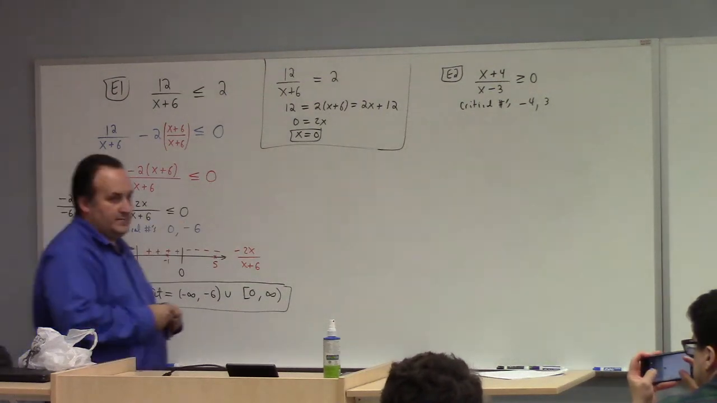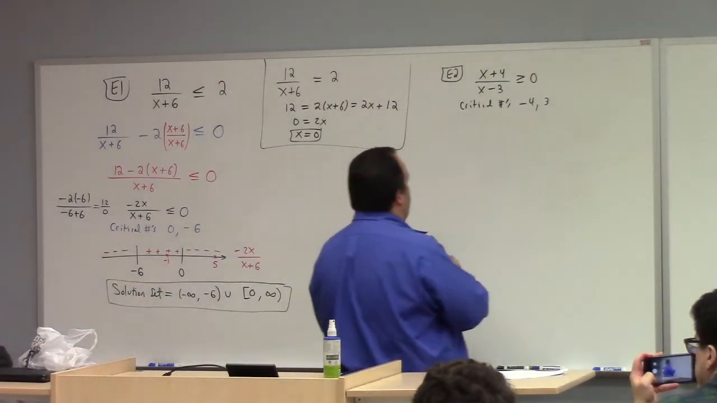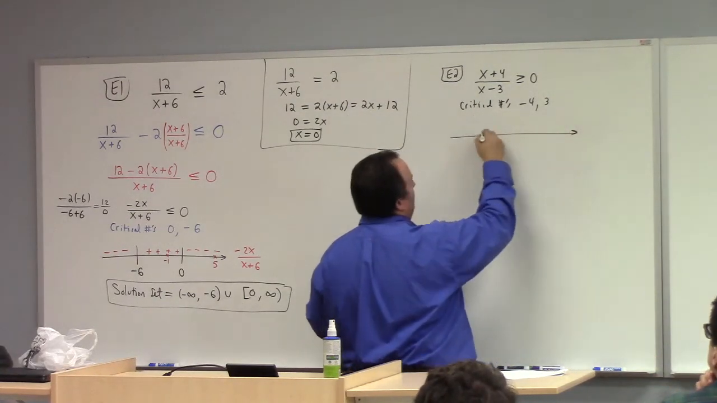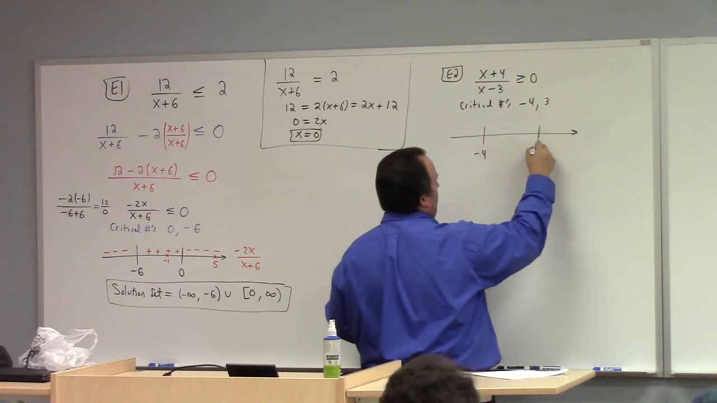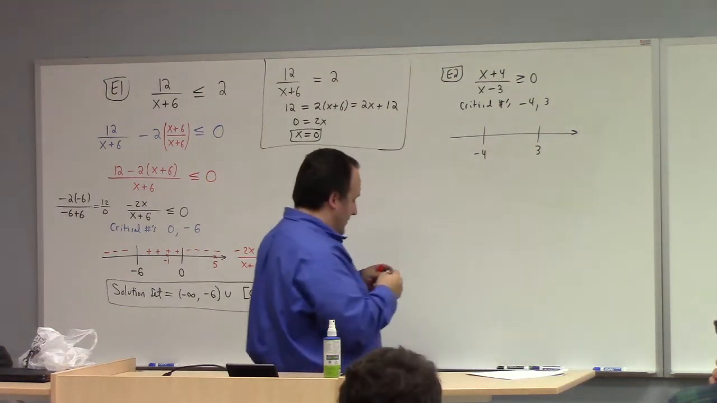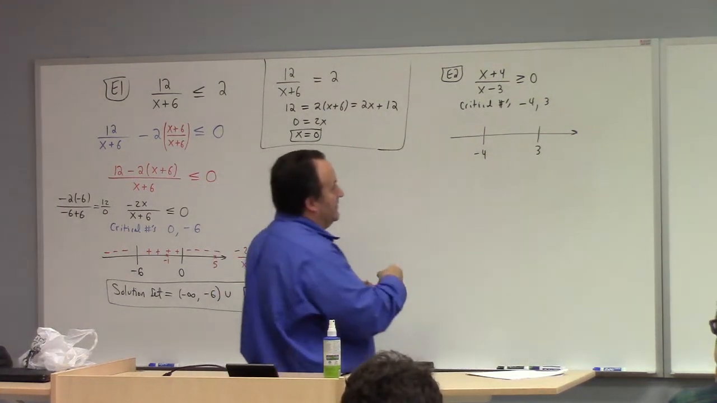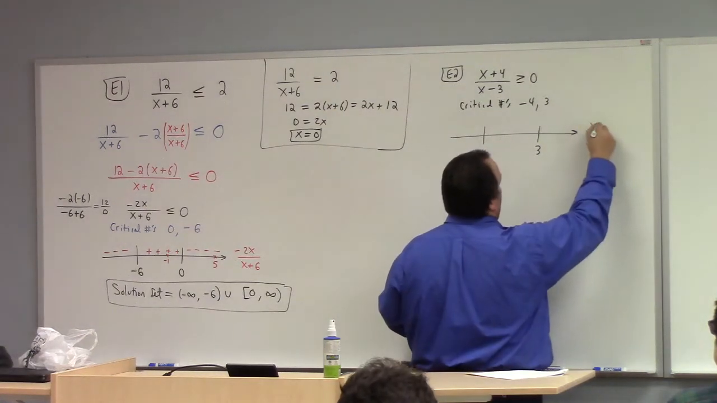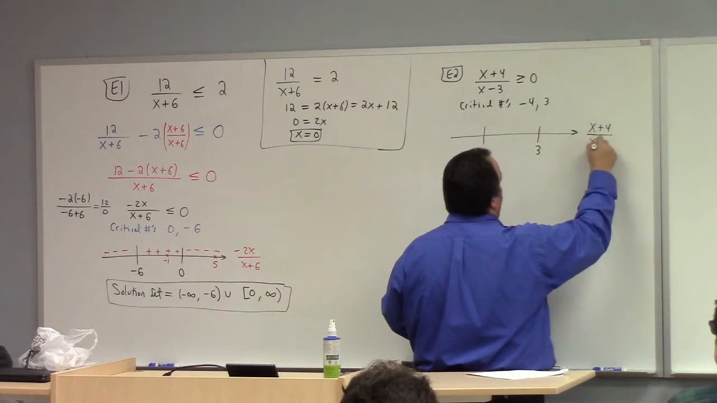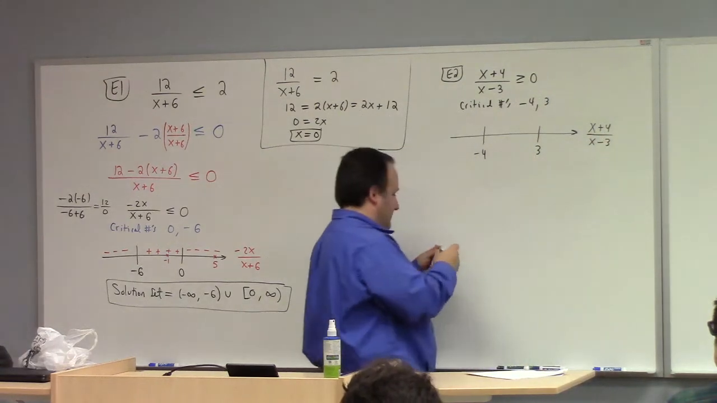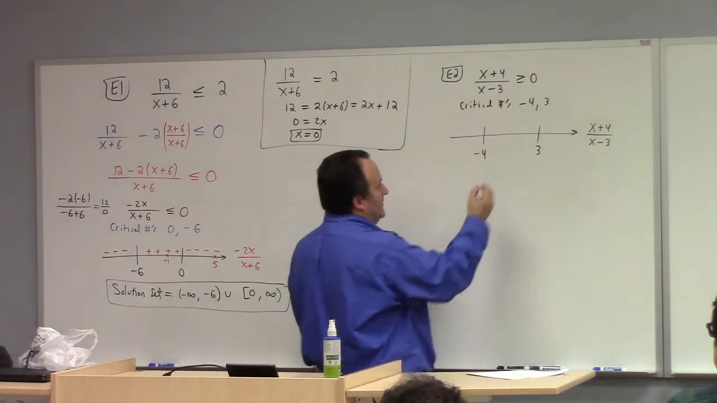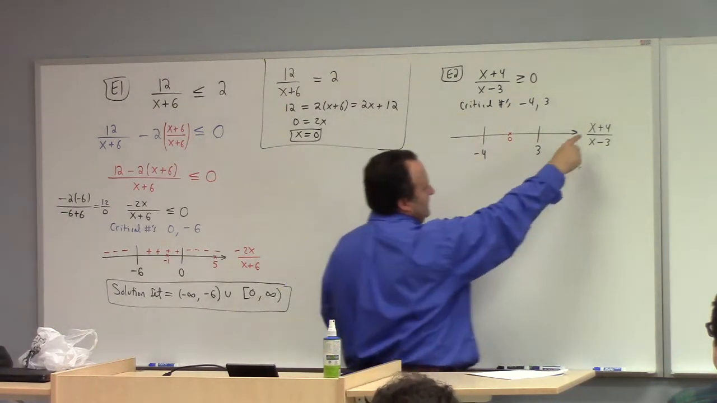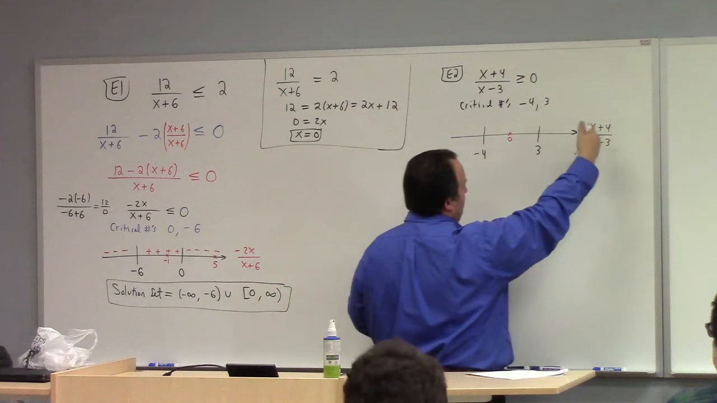So what was less than or equal to? Okay, never mind. Up here, if it's greater than, it's going to be positive. This one here, if we put in minus 4 and we put in 3, you can plug 0 in. What happens when you plug 0 into this expression? So if we plug in 0 here, that gives us 4 over minus 3, which is negative.